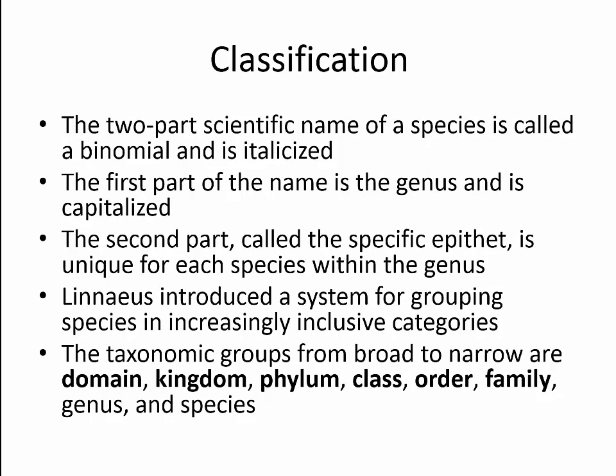The two-part scientific name of a species is called a binomial, and it's always italicized, and that's just the convention. The first part of the name is the genus, and is capitalized. The second part, called a specific epithet, is unique for each species within that genus. Linnaeus introduced a system for grouping species in increasingly inclusive categories. The taxonomic groups, from broad to narrow, are domain, kingdom, phylum, class, order, family, genus, and species.